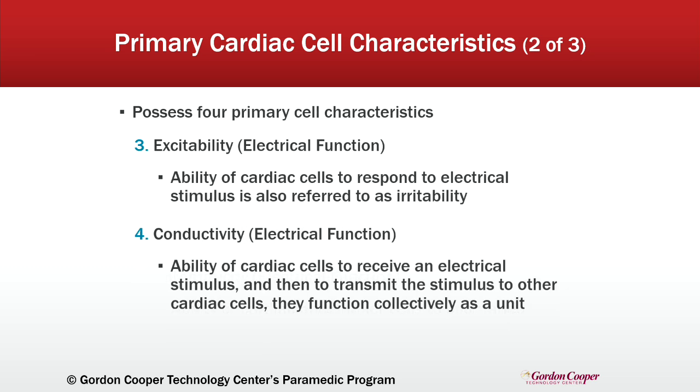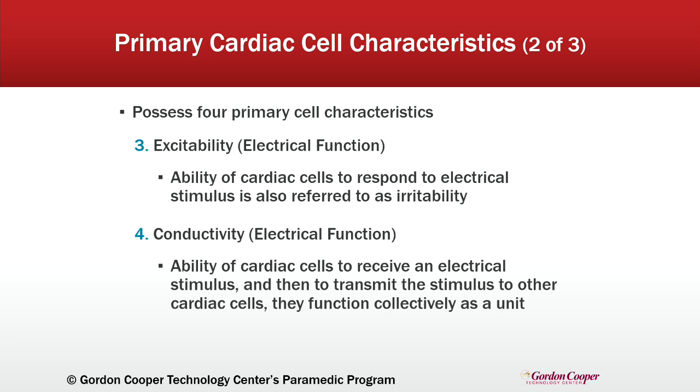Now let's take a look at the last two. So we've got excitability, which is an electrical function. Excitability, sometimes called irritability, is the ability of cardiac cells to respond to electrical stimuli. When these cells receive an electrical signal, they wake up and get ready to contract. This feature is essential for the heart to react to signals that prompt it to beat.